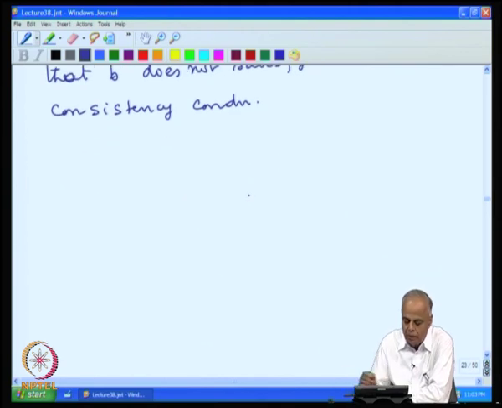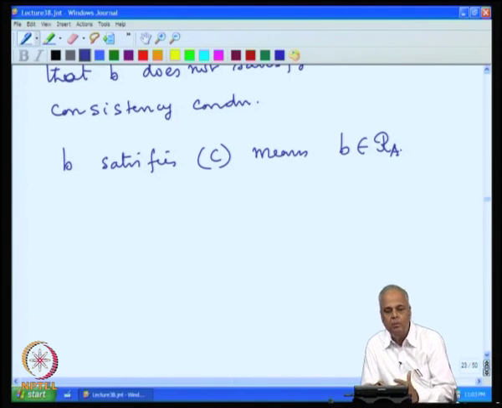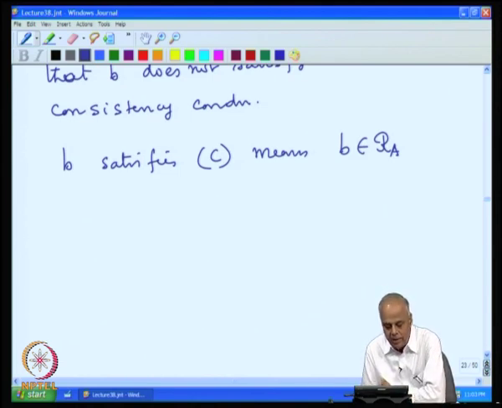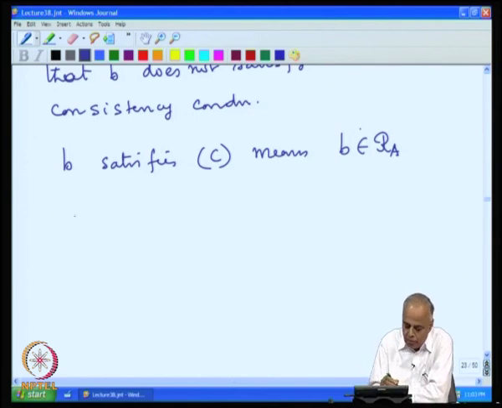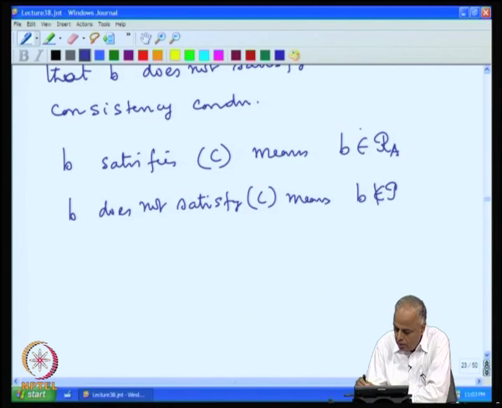What it means is the following: B satisfies the consistency condition C means B belongs to the range of A. We put it in many forms: B belongs to the range of A, or B is orthogonal to all the vectors in the null space of A transpose, or B is orthogonal to the psi j vectors, and so on and so forth. All of them mean the same thing, that B belongs to the range of A. But if B does not satisfy C, it means B does not belong to the range of A.